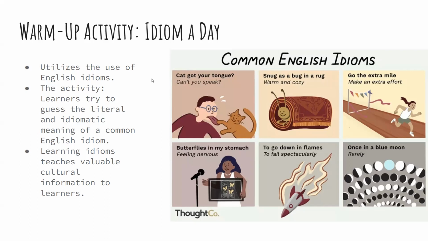So in the example, we could see one for cat got your tongue. I mean, we have the picture of the cat literally grabbing someone's tongue, but we can teach that it means, don't you have anything to say? Can't you speak? Etc.